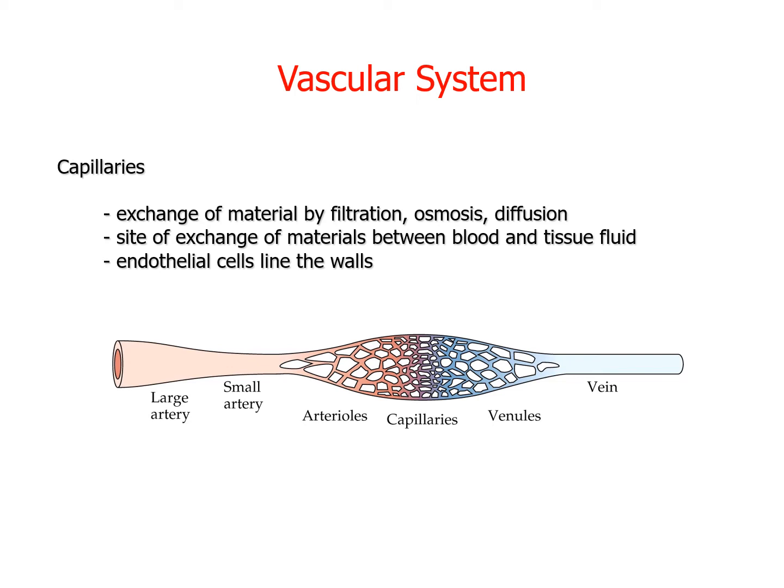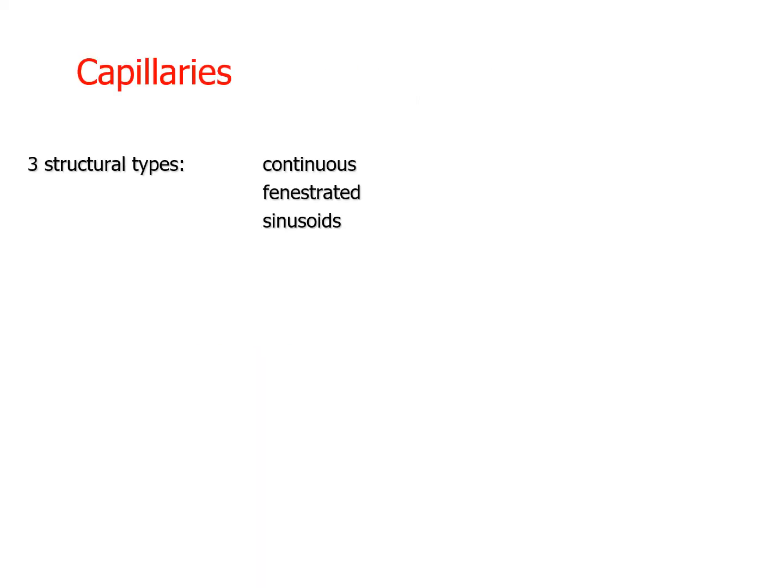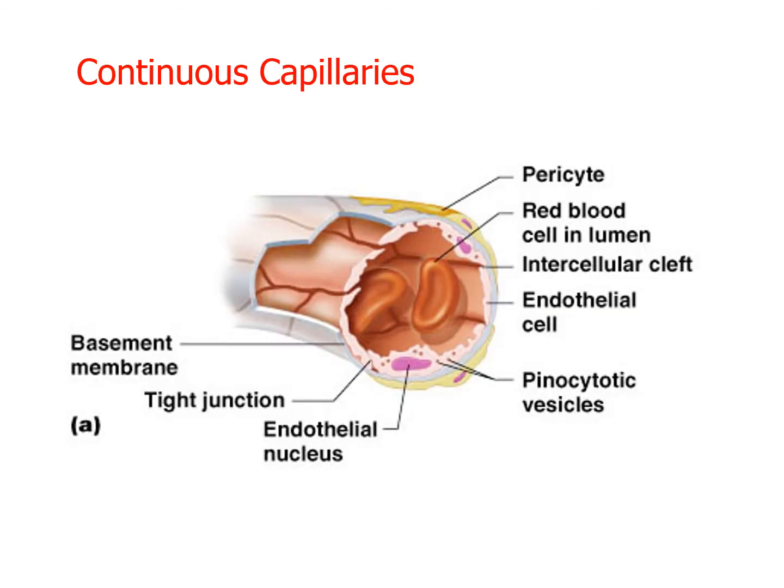Lined with endothelial cells, and then leading towards the venous side of the circulation. But there's quite a bit to capillaries. They have a very important function, obviously, continuously. There are different types of capillaries. There are three major different kinds of capillaries: continuous, fenestrated, and sinusoidal. We'll go through each type.